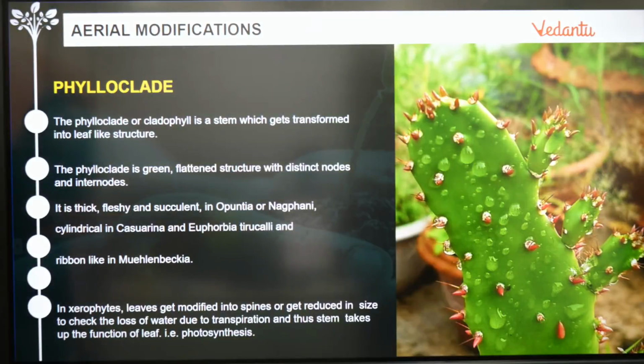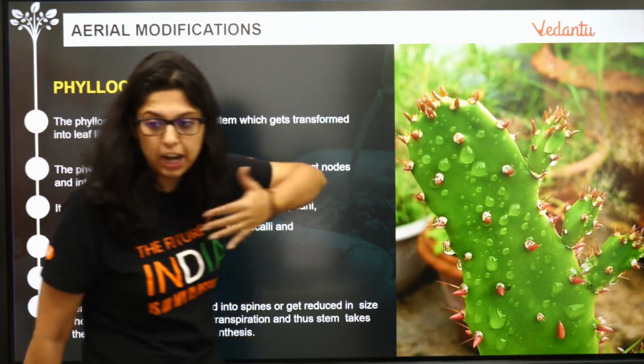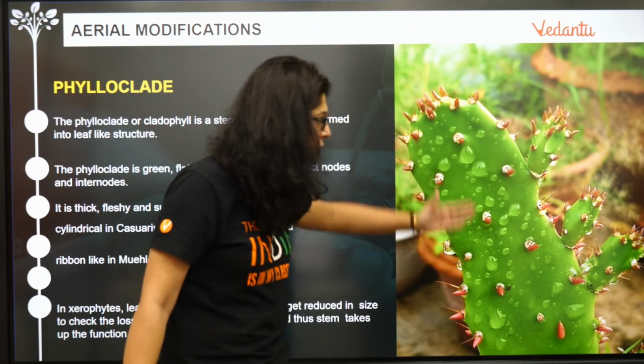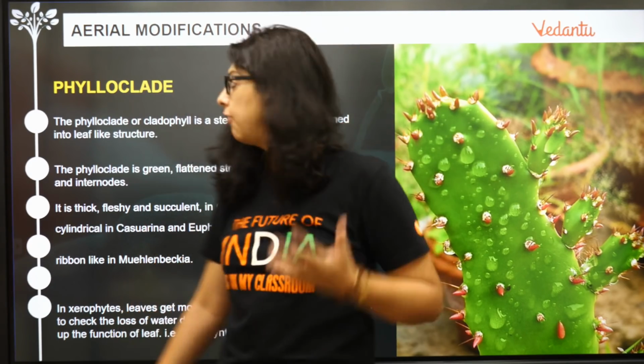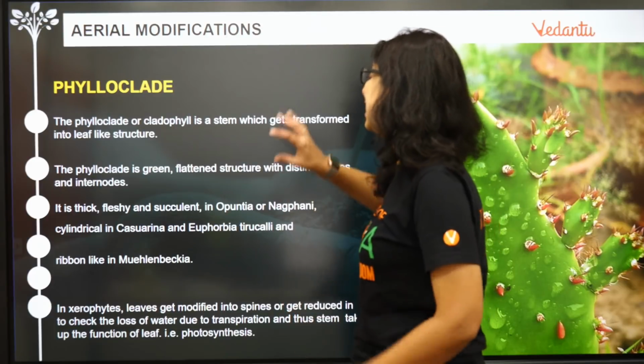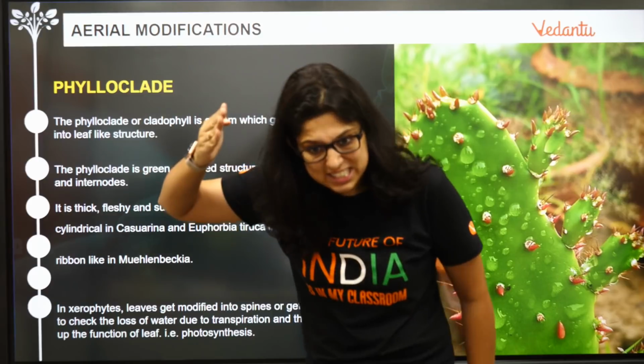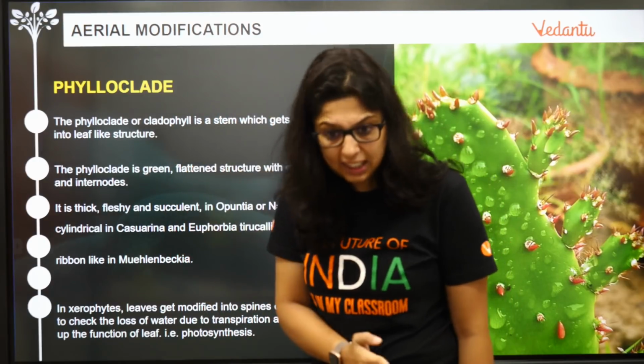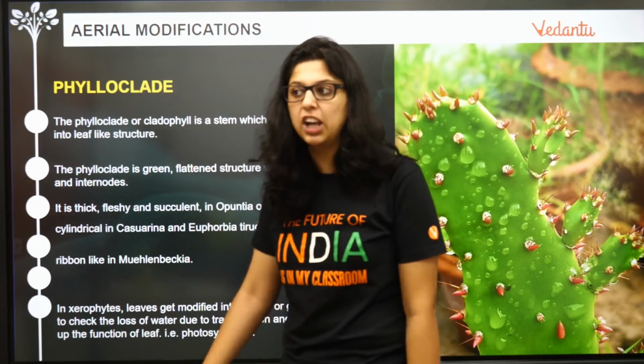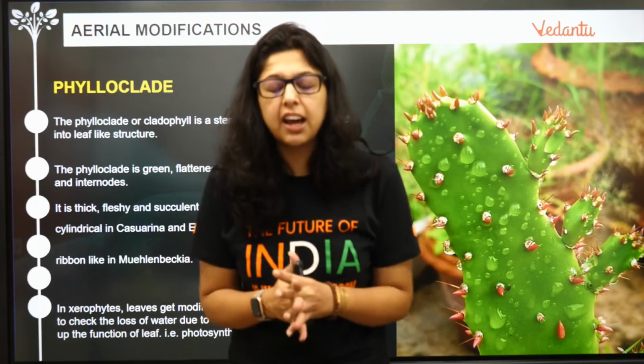तो हम देख लेते हैं phylloclade और cladophil. Phylloclade or cladophil, opuntia, such a beautiful photograph you can see. Phylloclade, opuntia, cladophil is a stem which gets transformed into a leaf-like structure. So if the stem looks like a leaf, it is called as phylloclade. Is it clear? Very important.